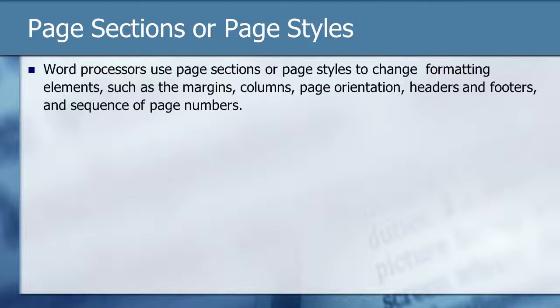Alright, now let's get to the real power of styles. Word processors use page sections, or what are called page styles, to change formatting elements. It can change margins, columns, page orientation, headers, footers, sequence of page numbers, all kinds of different things.